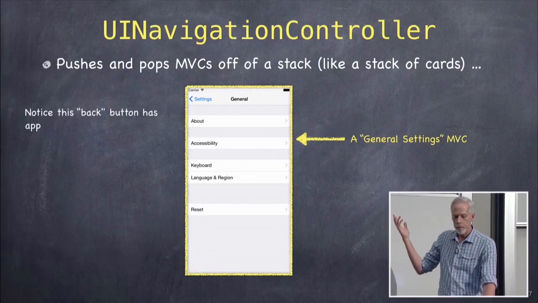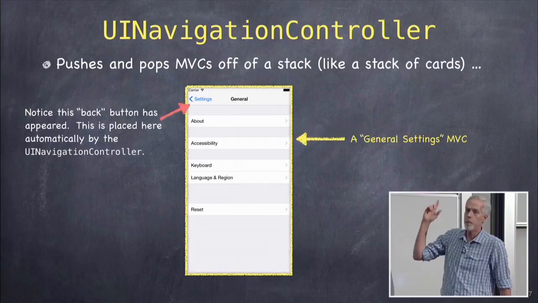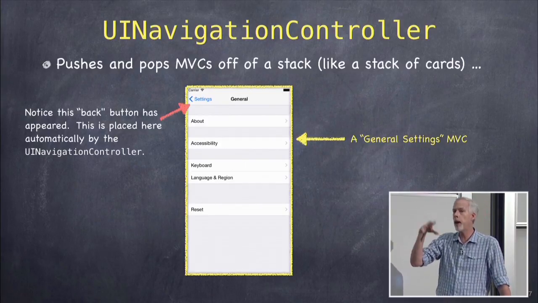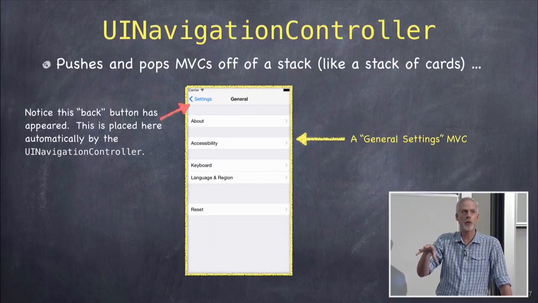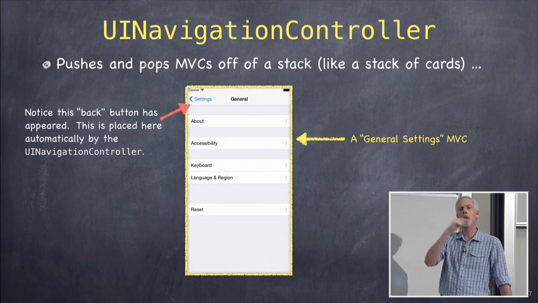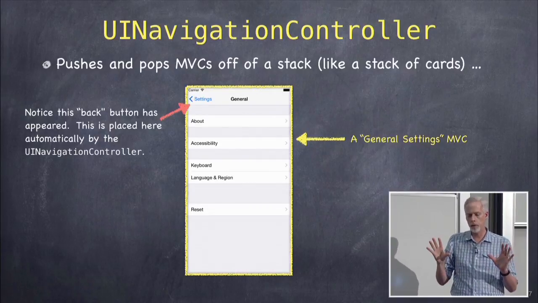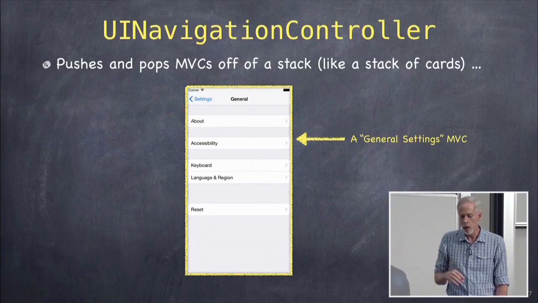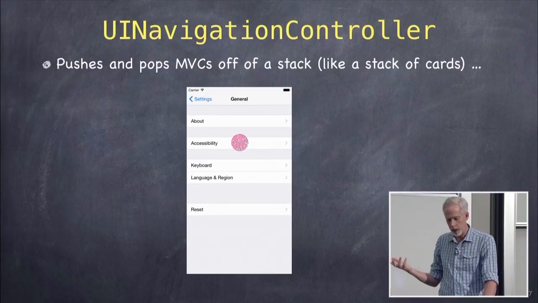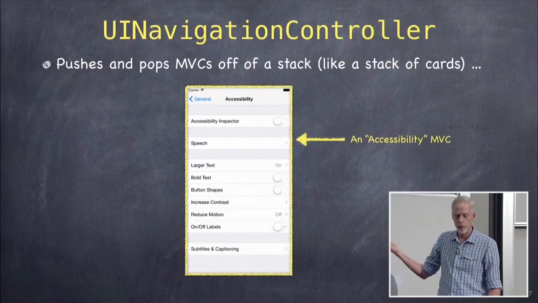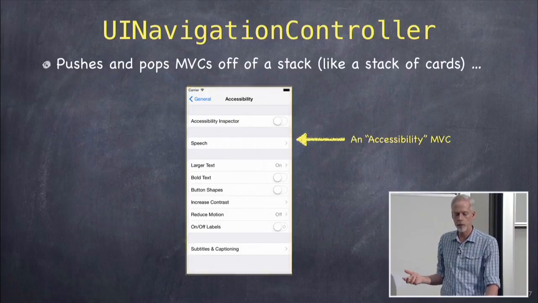Now, notice also there's a back button. You see that back button? It's called Settings. That button was automatically put there by the navigation controller. And if you click that, it's going to go back to the other card, the All Settings. So that's all done for you. But if I click somewhere in here, like on Accessibility there, then it goes to another MVC. Now we've seen 4 MVCs so far in this thing.